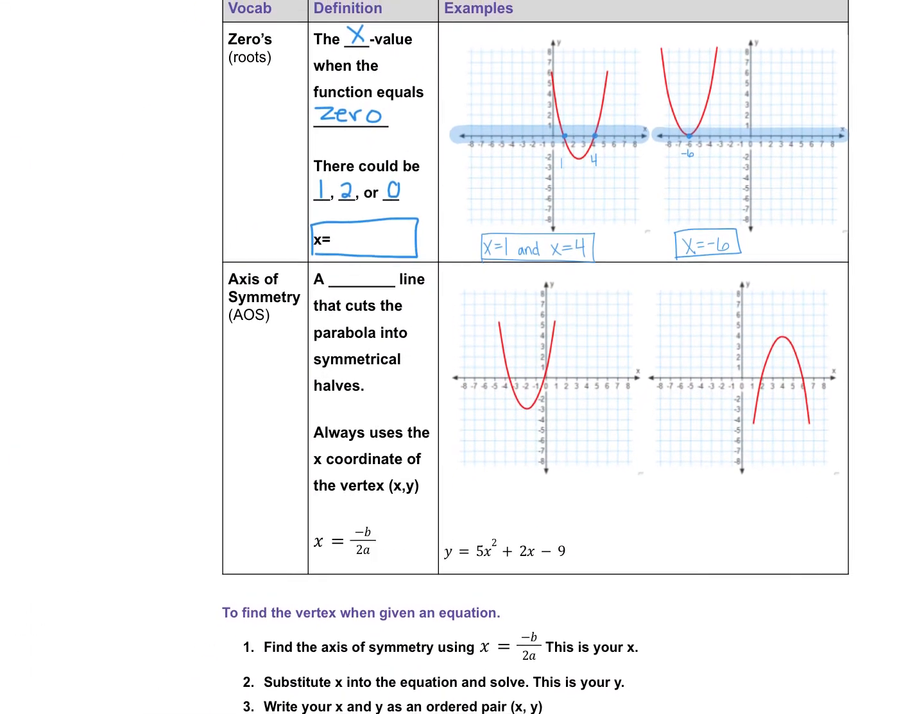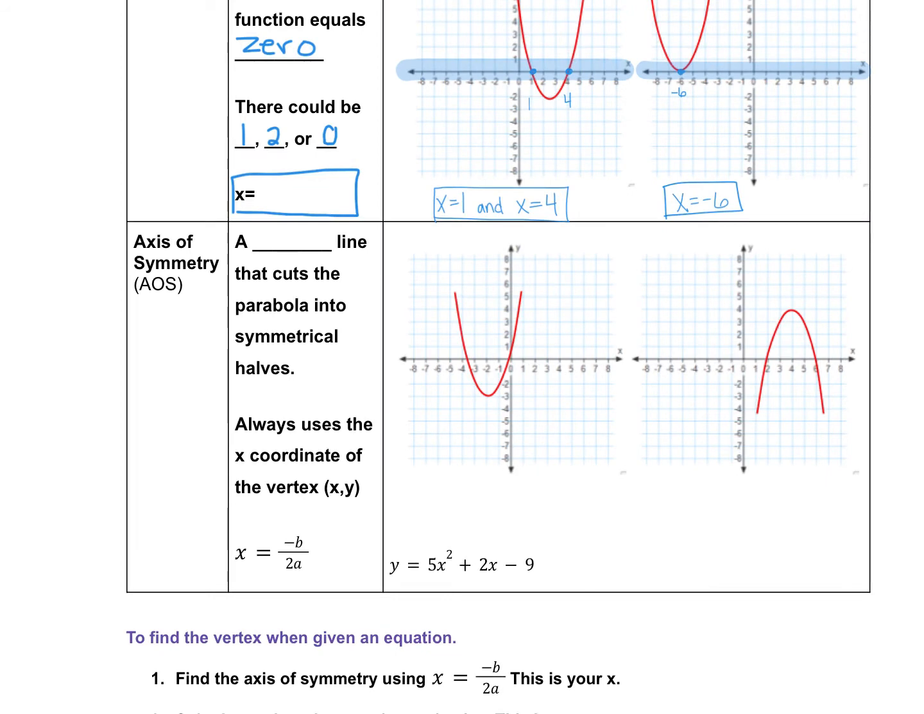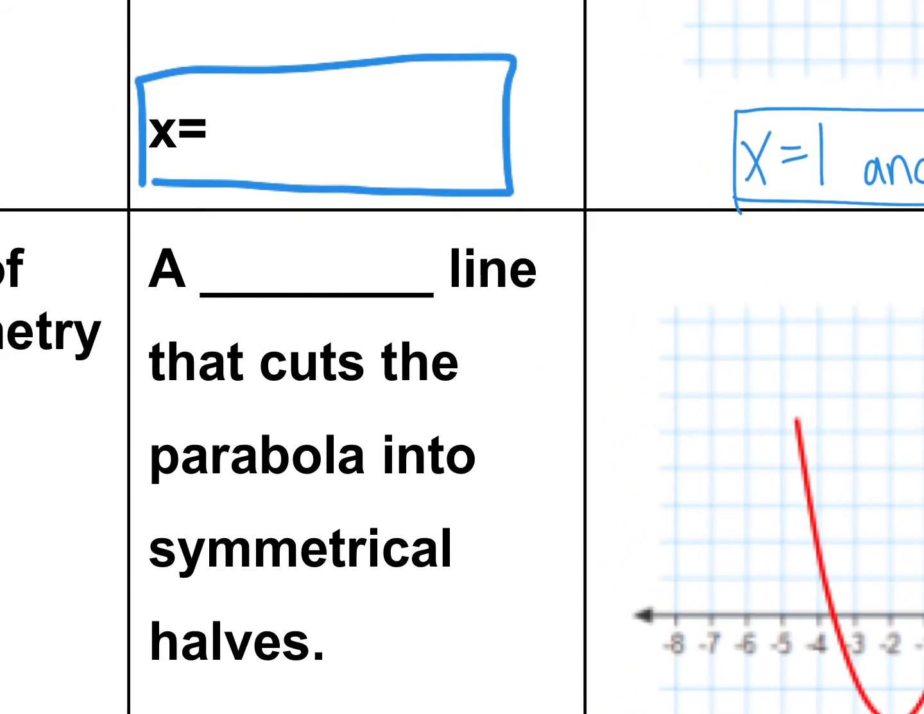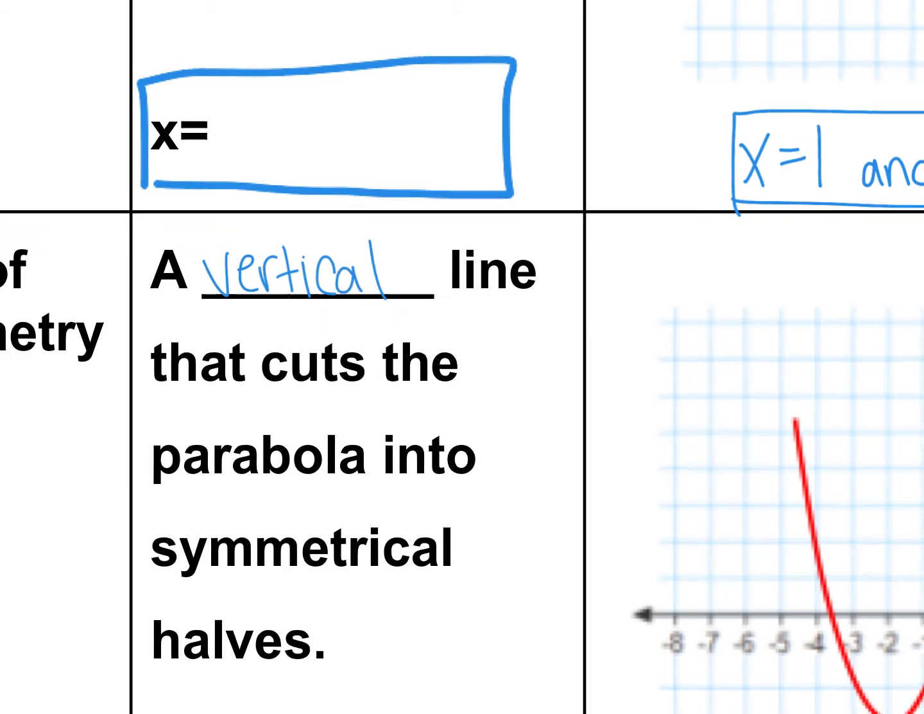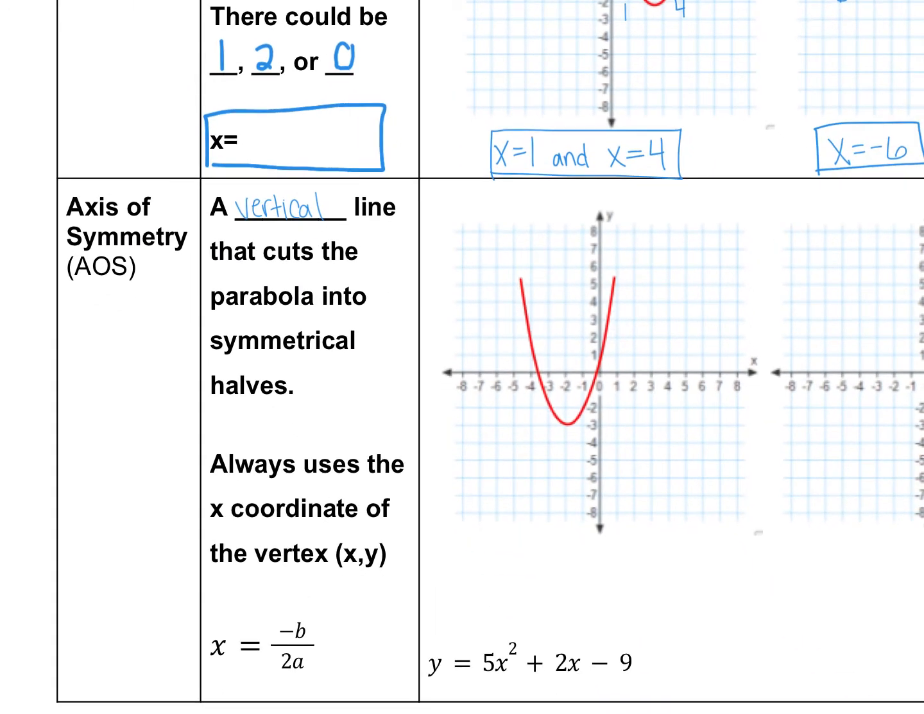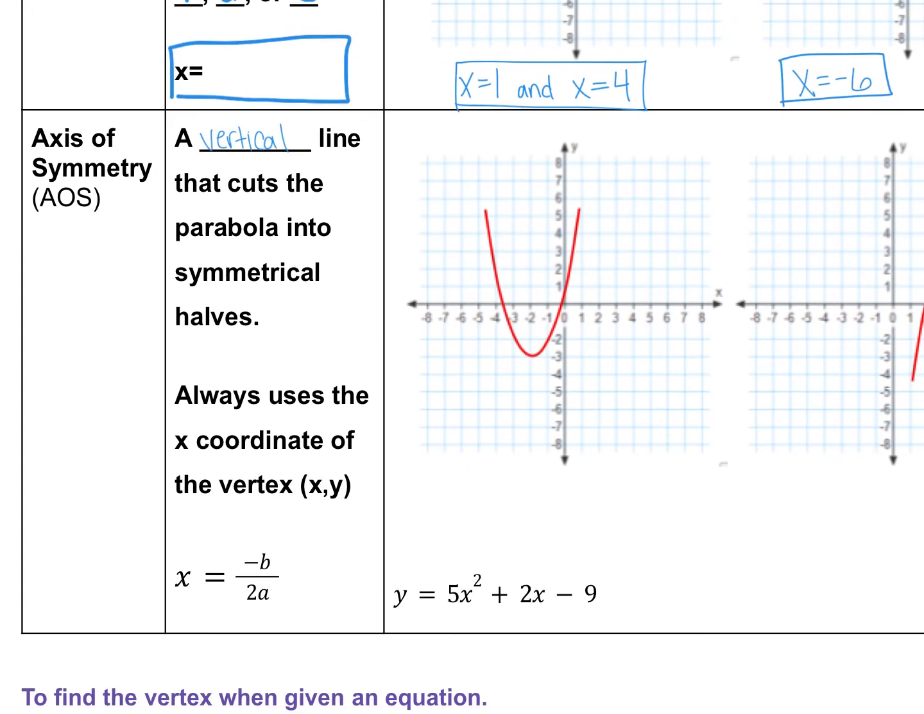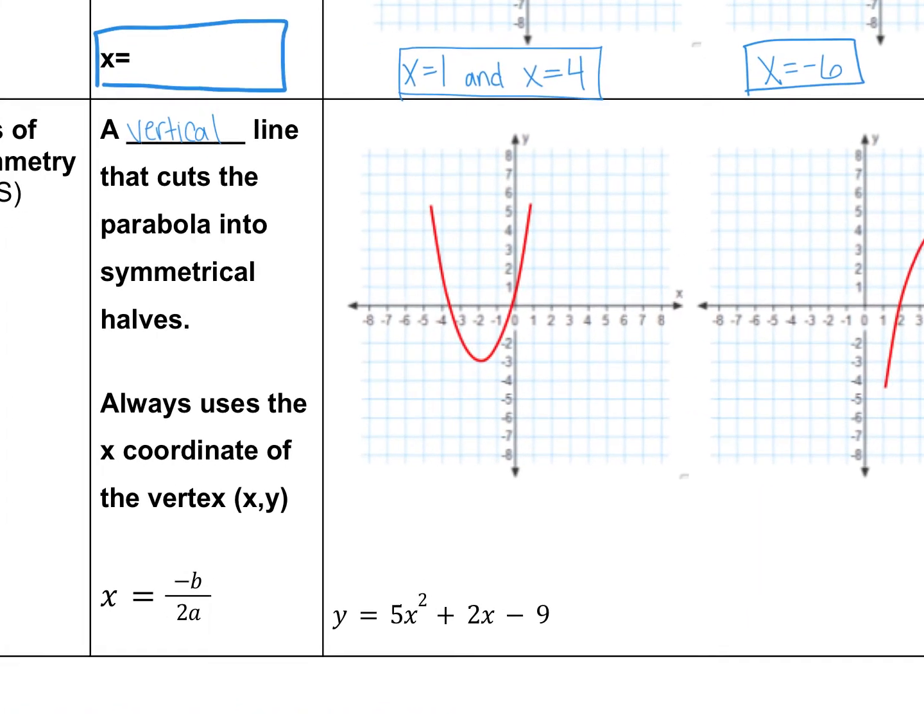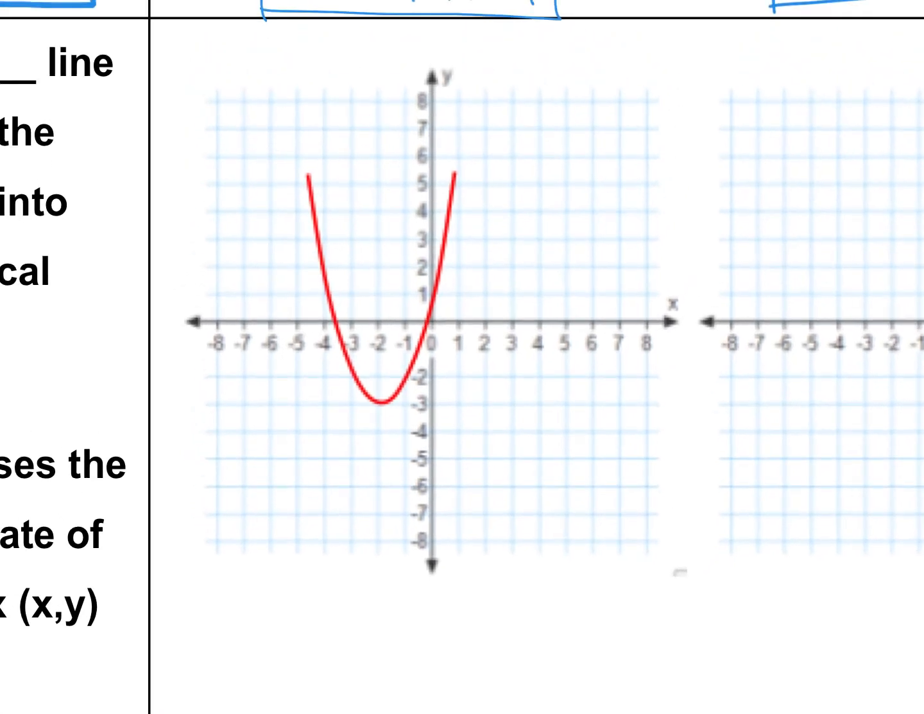Okay, moving on. Let's talk about the axis of symmetry, or the AOS. A lot of times axis of symmetry takes up a lot of space, so your teacher is just going to write AOS. The axis of symmetry is a vertical line that cuts the parabola into symmetrical halves. We're always going to use the x-coordinate of the vertex. Remember our vertex is an x, comma, y. So in their graph, we're going to find our vertex.